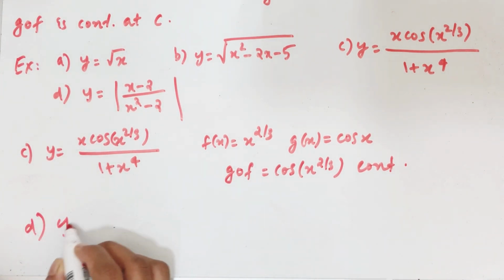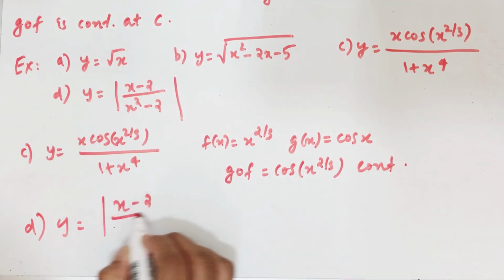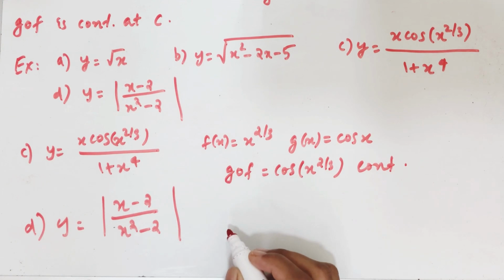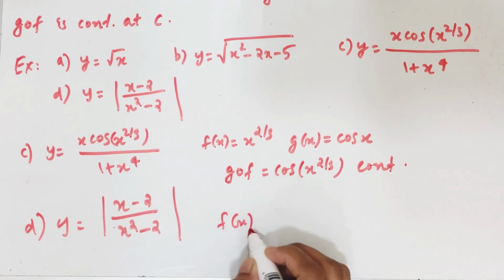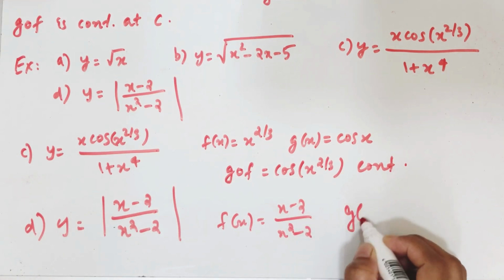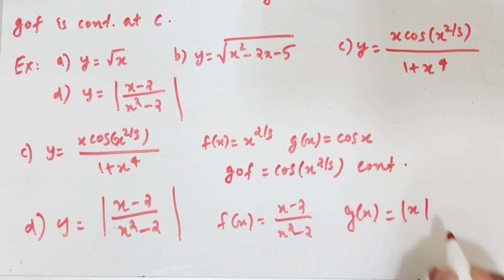Last one, y equal to mod of x minus 2 by x square minus 2. Here take f of x is equal to x minus 2 by x square minus 2 and g of x is equal to mod x. So g composite f is equal to modulus of x minus 2 by x square minus 2. Here this is a rational function, which is continuous, and a modulus function is also continuous. We have seen this example. Therefore, their combination is also continuous.